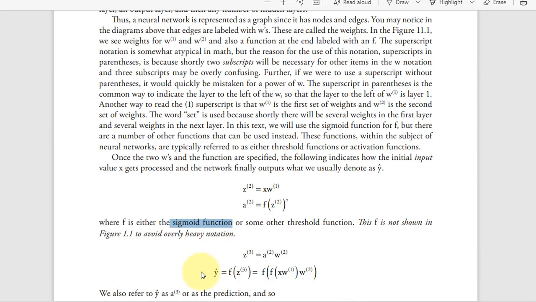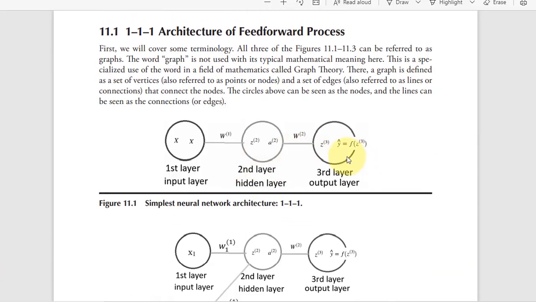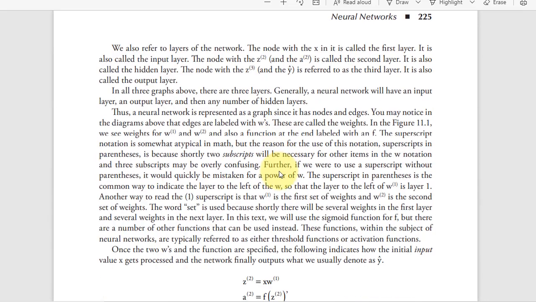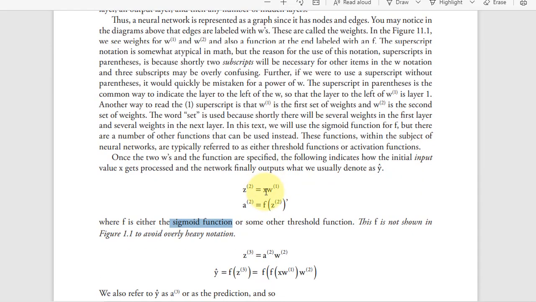So let's see this a little bit more in action. So again, this is for the simplest one, so this picture here. So what are we doing? We're taking the x input, there's only one input, multiplying it times the only weight there. We get z2. We're taking that z2 and putting it into the sigmoid function. We're getting A2.